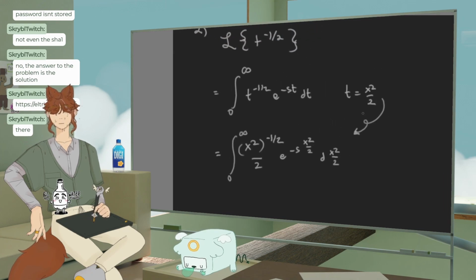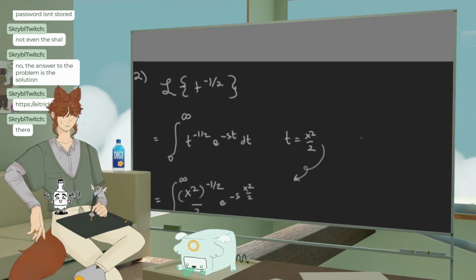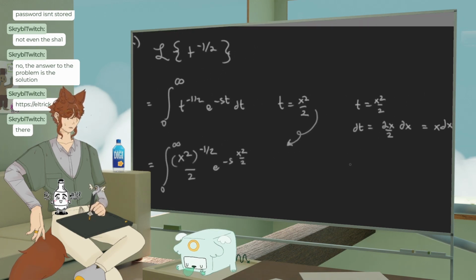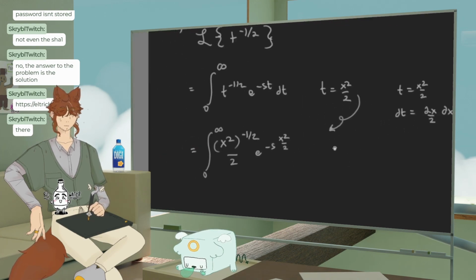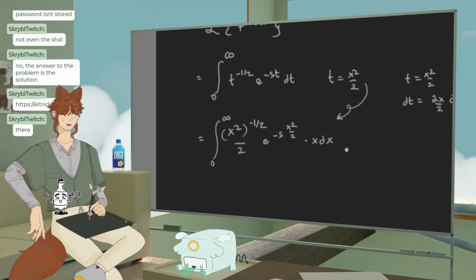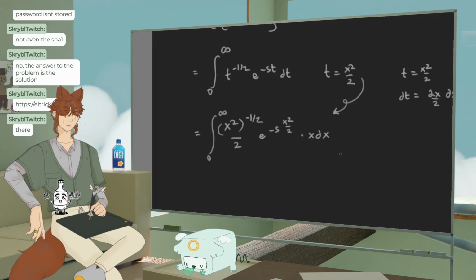Okay, if t equals x squared over 2, then dt equals 2x over 2 dx. So this equals x dx. So then dt equals x dx. So x times x dx. I have to square this and use two different... you can't multiply integrals though, what?